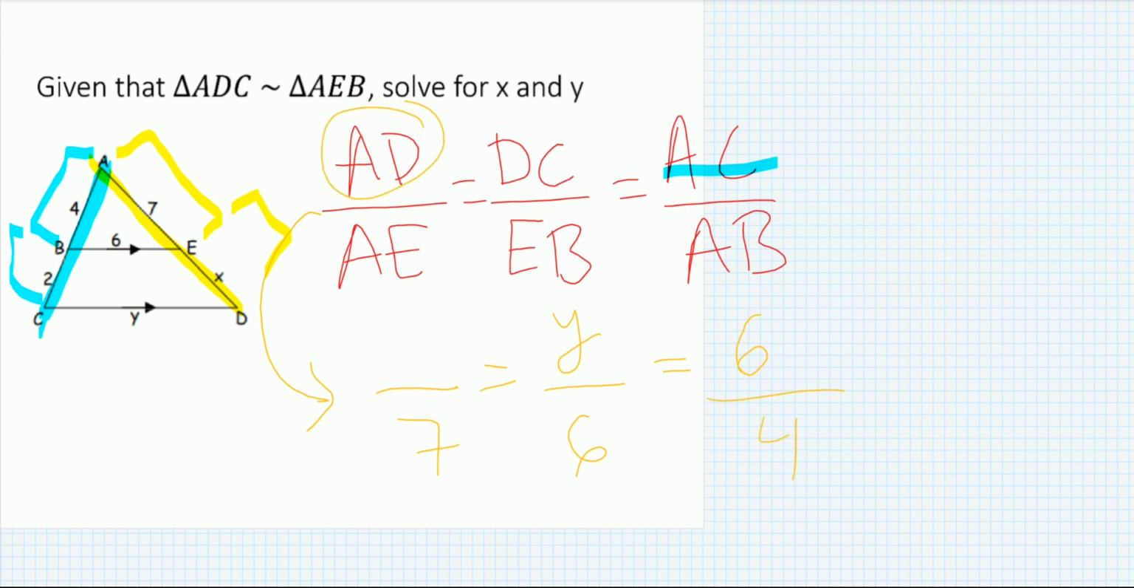Now let's come back to AD, okay? AD is going to be this entire section. Now, some of you are going to be saying, is this 7x or is this 7 plus x? My hint to you is, how did you get this 6? You're adding. Because if we were to multiply, 4 times 2 is 8, and that's not the answer.